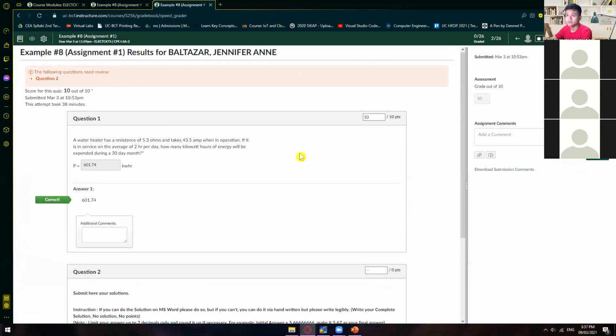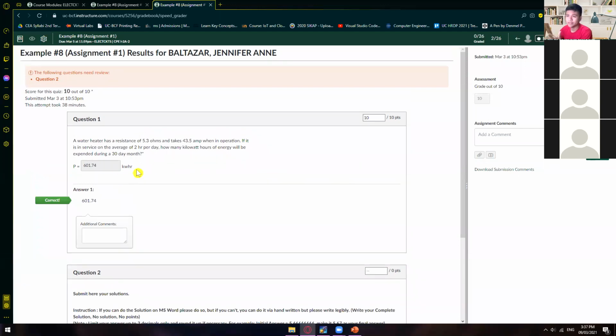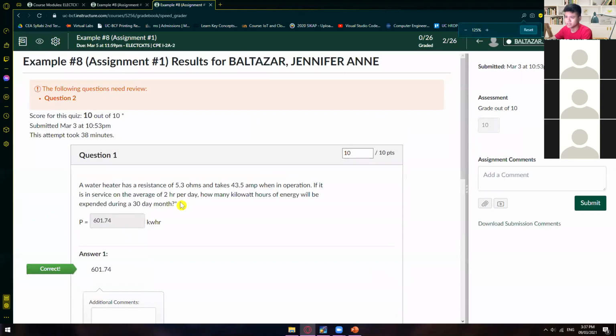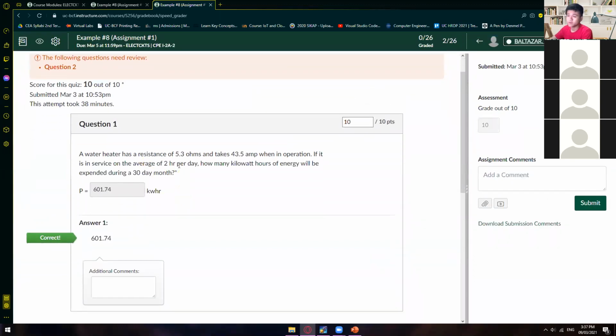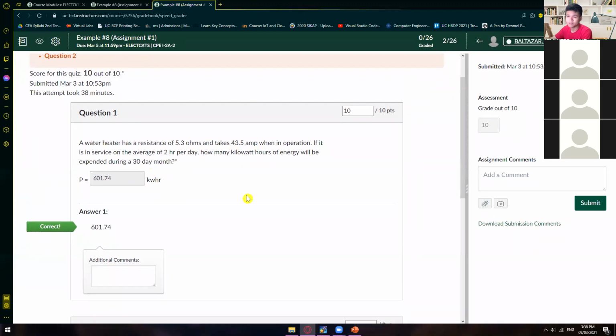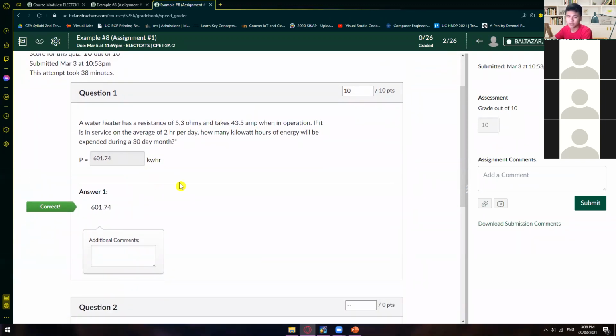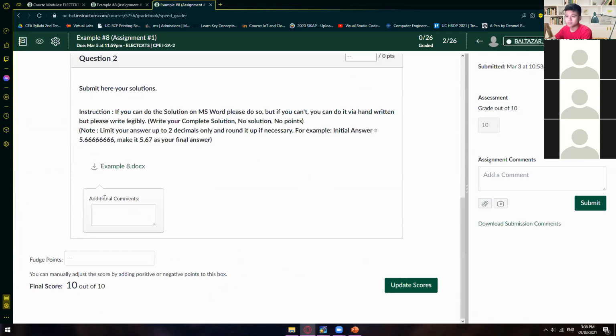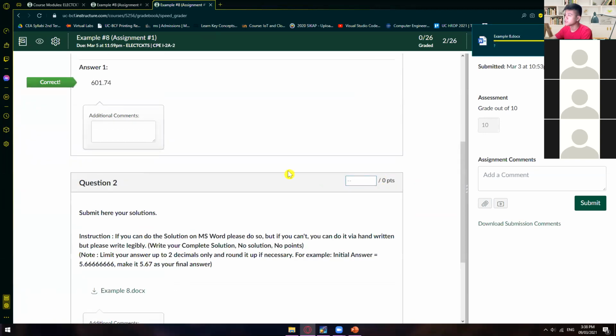The correct answer for the assignment is as follows. A water heater has a resistance of 5.3 ohms and takes 43.5 amps when in operation. If it is in service on average 2 hours per day, how many kilowatt-hours of energy will be expended during a 30-day month? The correct answer for this one is 601.74.